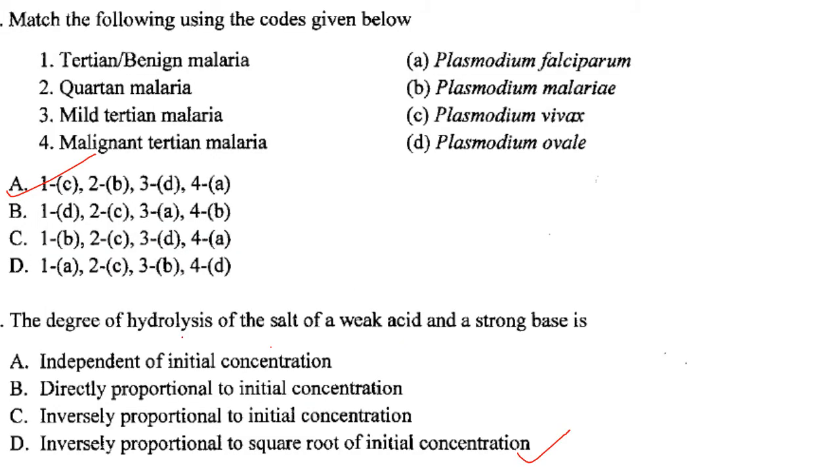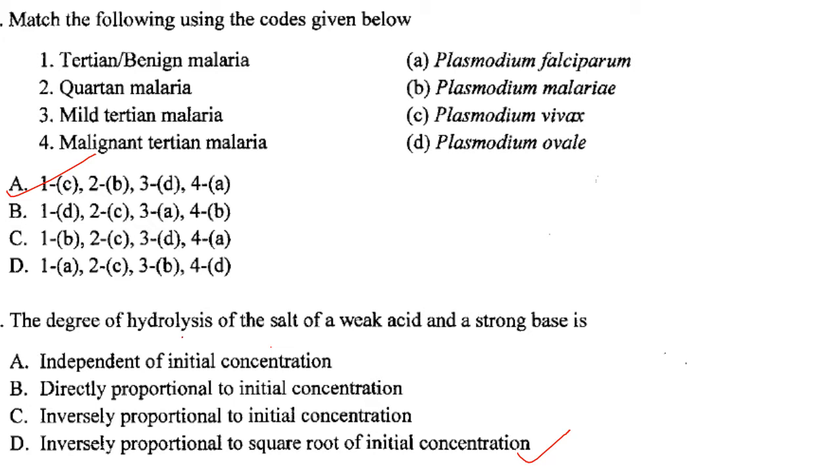Match the following using the codes given below. Tertian or benign malaria, it is caused by Plasmodium vivax. 1C. Then quartan malaria, it is caused by Plasmodium malariae. Mild tertian malaria, it is caused by Plasmodium ovale. And malignant tertian malaria is caused by Plasmodium falciparum. So answer is option A, 1C, 2B, 3D and 4A.